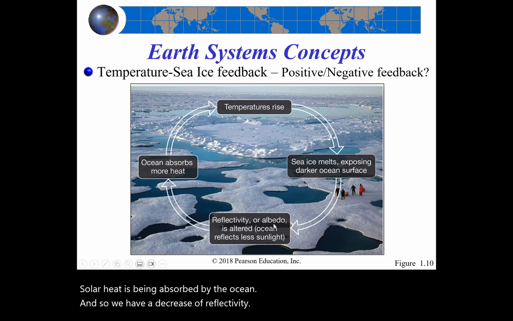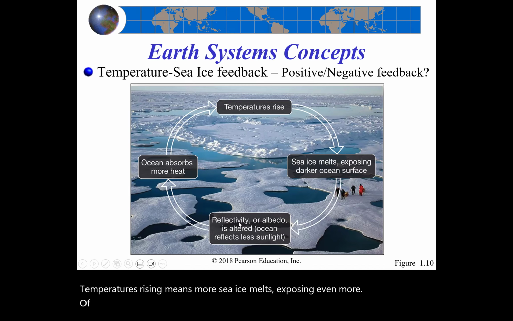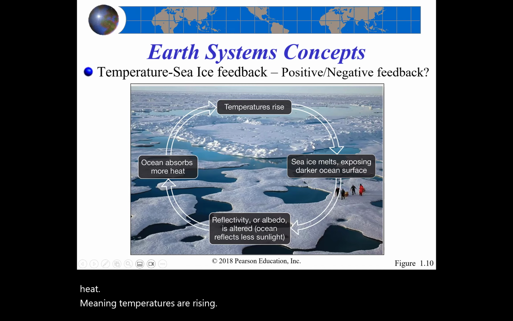It's also called albedo, it's the fancy word, meaning that the ocean is absorbing more sunlight, more heat. And so as the ocean absorbs more heat, temperatures rise some more. Temperatures rising means more sea ice melts, exposing even more of the ocean surface. So albedo goes down even more. The ocean absorbs even more heat, meaning temperatures are rising. And around we go here.